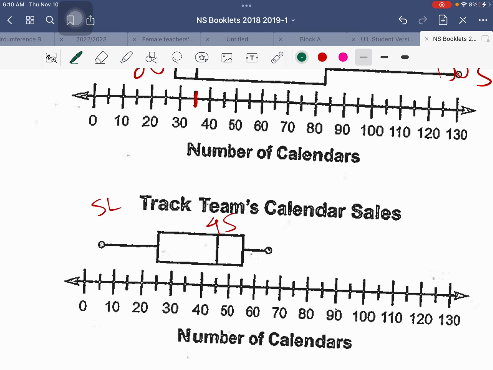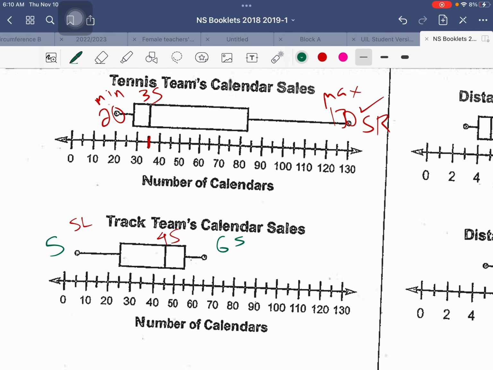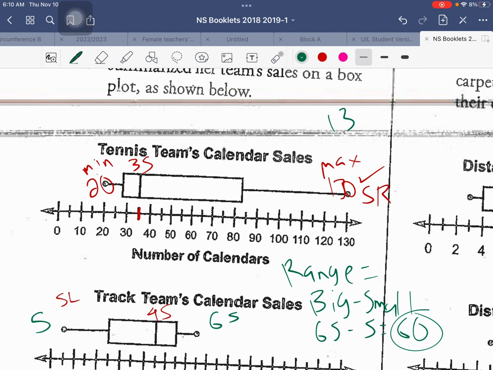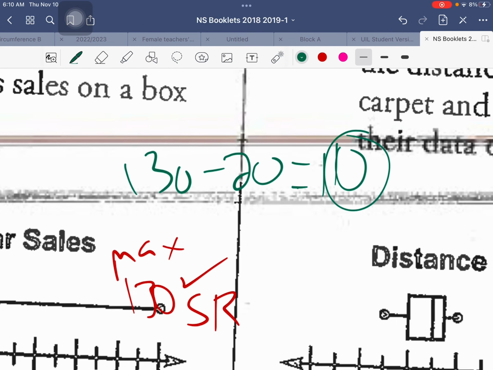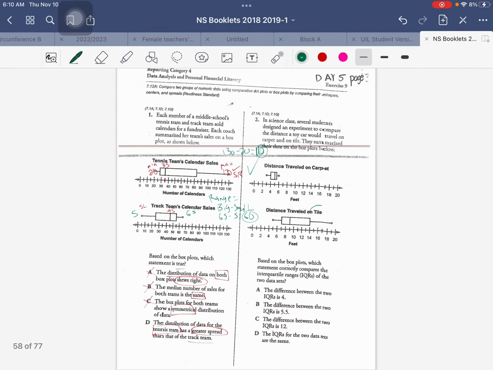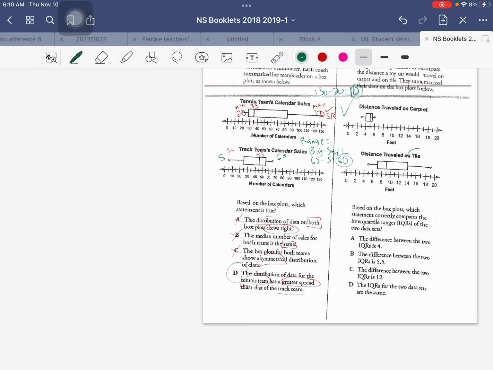Okay? So each one, you can try on your own, guys. You don't have to follow this video. Now, this is 5 because it's between 0 and 10, and this is 65. So if I subtract, the spread is range, the biggest minus the small. I'm going to get 65 minus 5, which is 60. And this would be 130 minus 20, which is 110. So is the spread, the 110, bigger than the 60? Yes, obviously. So this is the correct answer.